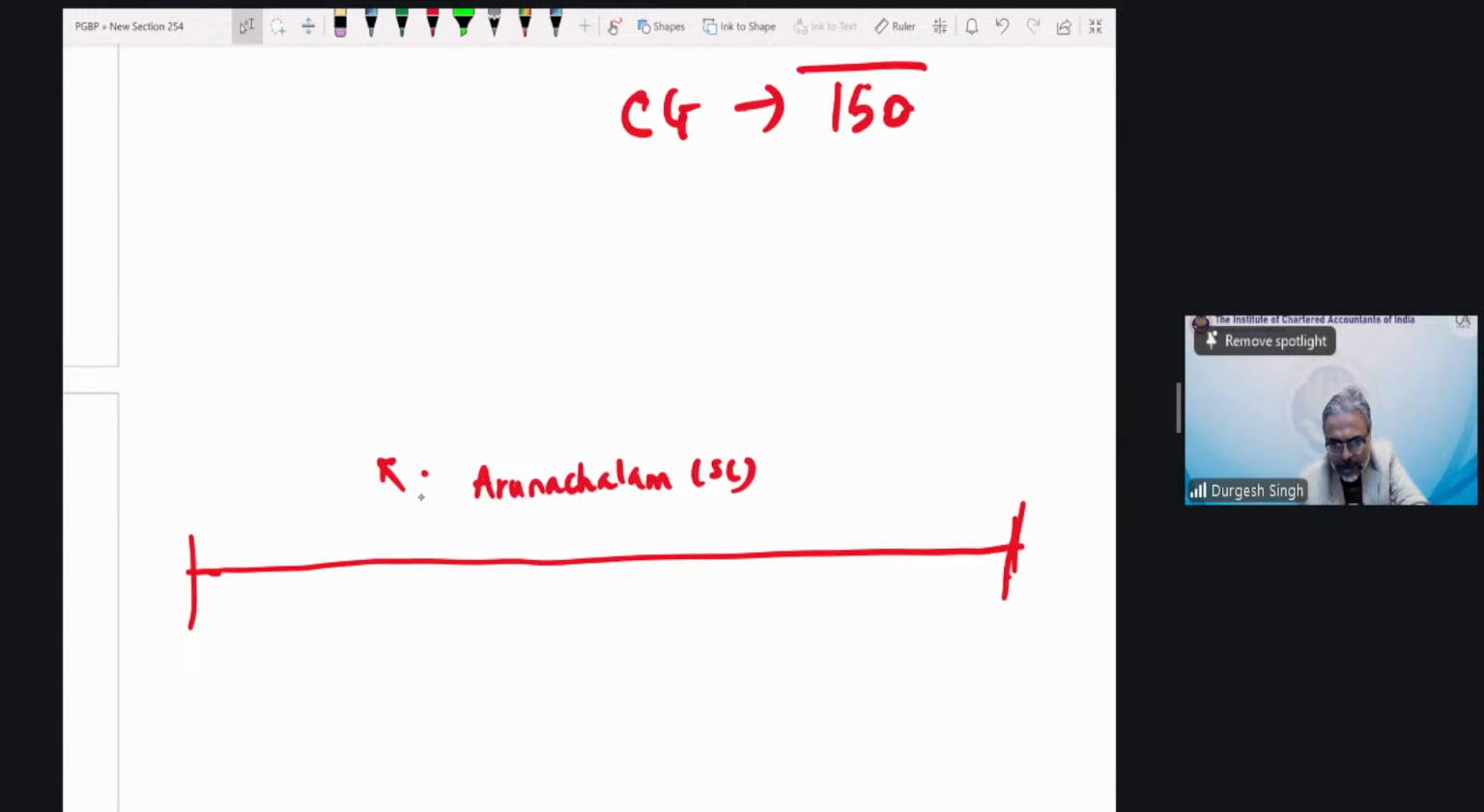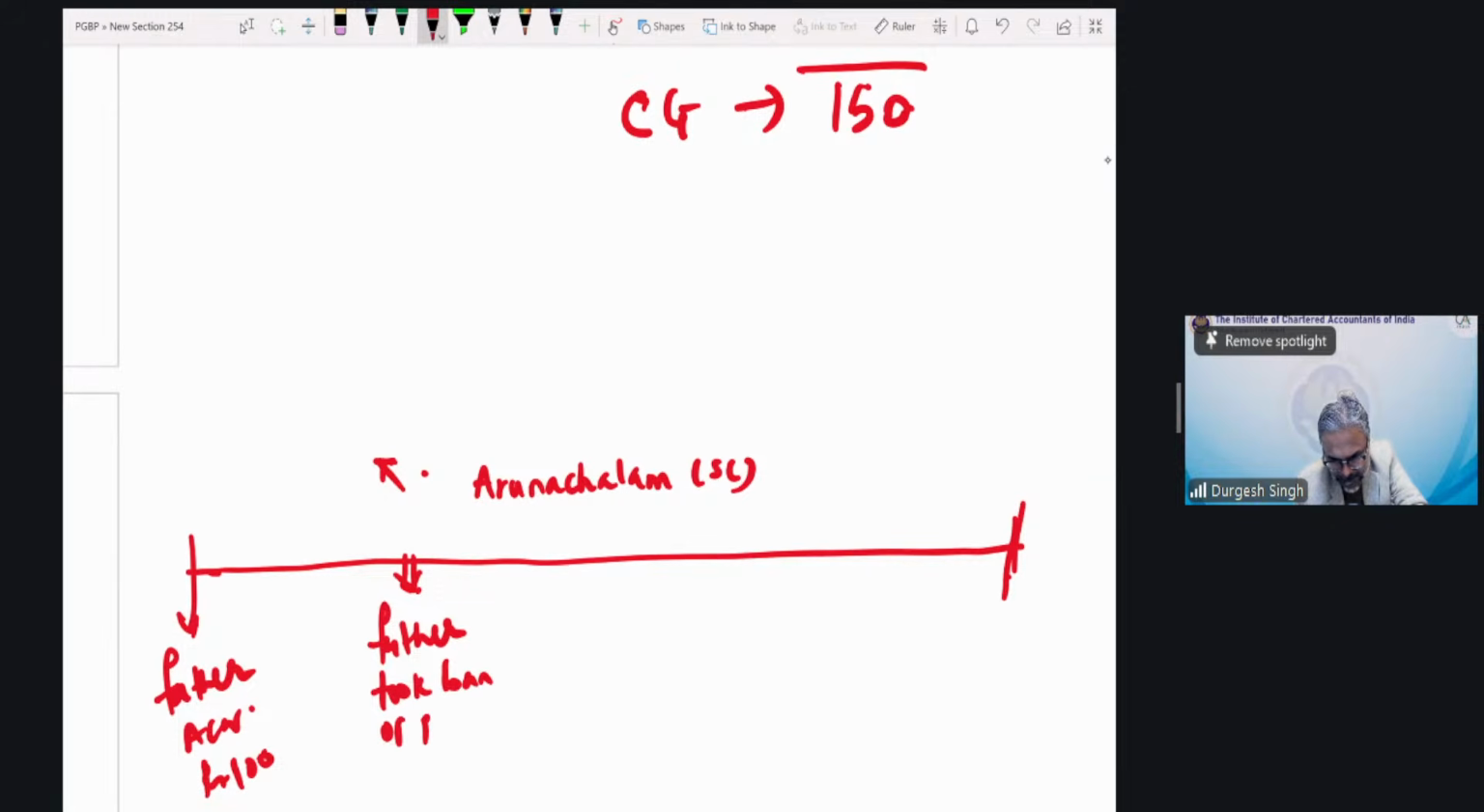R. Arunachalam, Supreme Court. Now, students, father has acquired the asset, say rupees 100. Thereafter, father took a loan of, say, rupees 30 by mortgaging the asset.